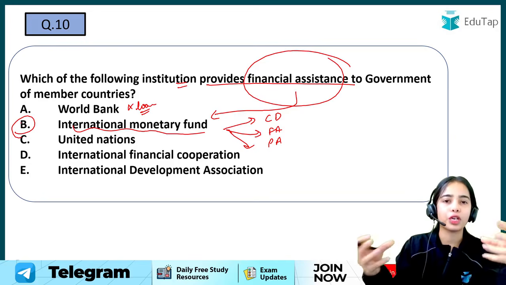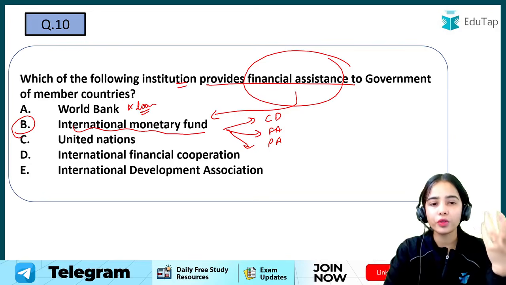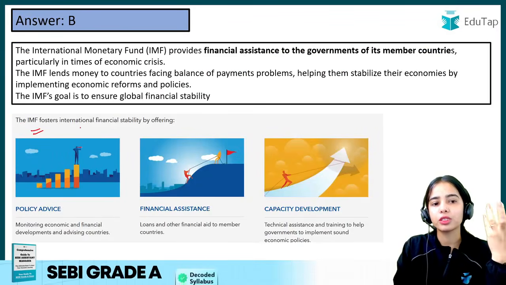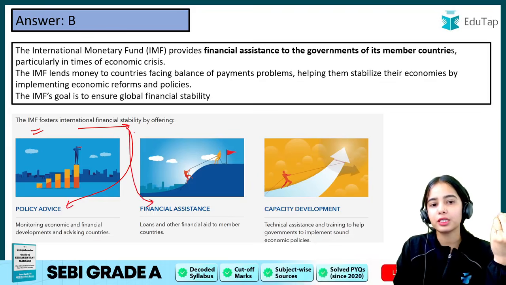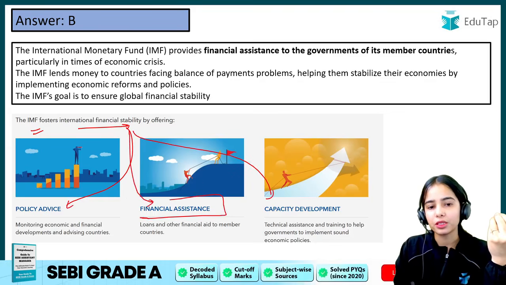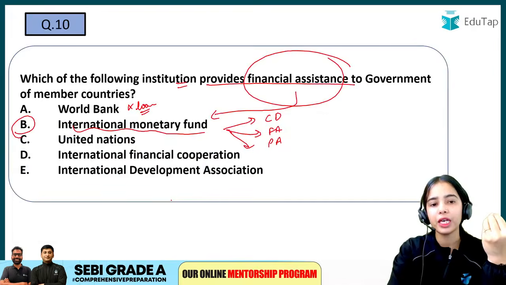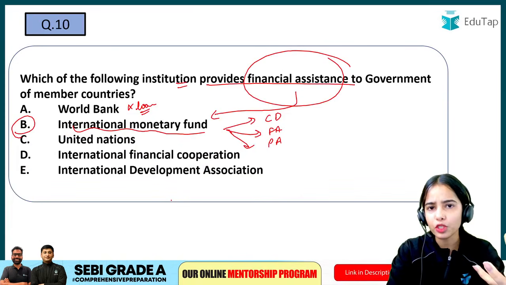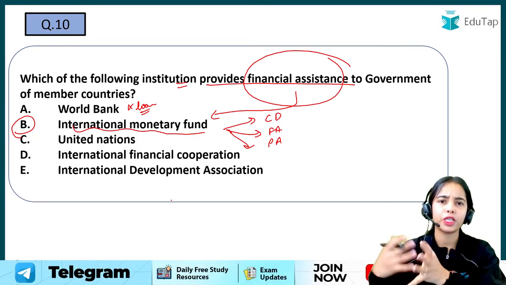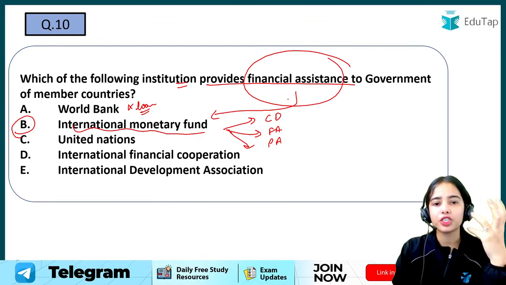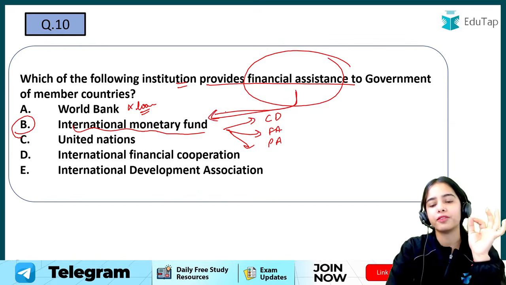I hope you know the functions of the IMF, so you have to keep that in mind. The IMF fosters international financial stability by offering policy advice, financial assistance, and capacity development. So this term is directly related to the IMF. And yes, the World Bank also provides loans, but that is for the reduction of poverty or for development, and financial assistance is a key term related to the IMF.